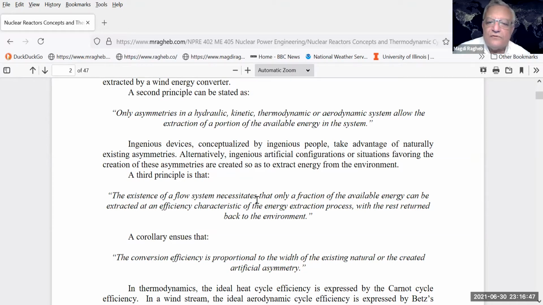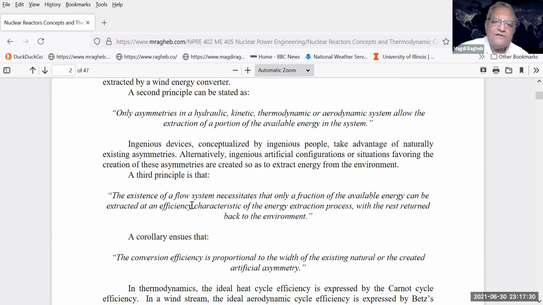Along this line, a third principle applies. If you have a flow system, that necessitates that only a fraction of the available energy has to be extracted. And in that case, we define an efficiency that is characteristic of the energy conversion process. And you extract as much energy from the flow system as you can, and the rest is left back to the environment. And in fact, it is used to establish the flow system, whether it's heat in thermodynamic systems or in the form of flow of the water, say in a hydraulic system, in the front of a dam.